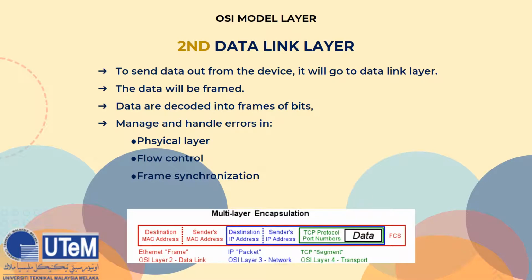To send data out from the device, we go to the data link layer. The data will be framed. At this layer, the data is encoded into frames of bits, and it manages and handles errors in the physical layer, flow control, and frame synchronization. This is the layer on which the switch operates. Since switches operate at the data link level, we can say that the MAC address is set at the data link layer. All the computers in a specific network get plugged into a switch so that they can communicate with each other.